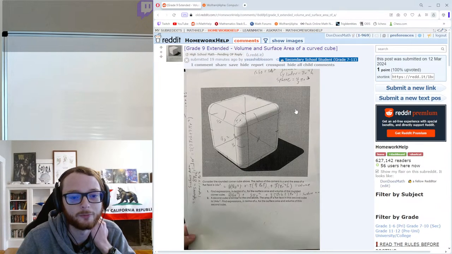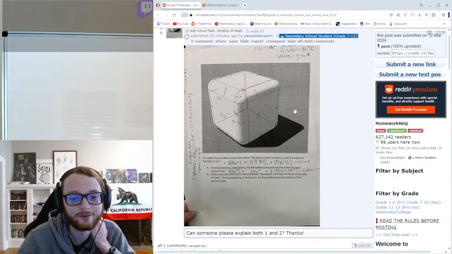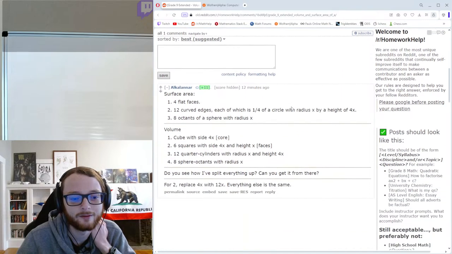Ooh, of a curved cube. You can. Okay, yeah, I see how you can do this. Oh, Aqualander got it.